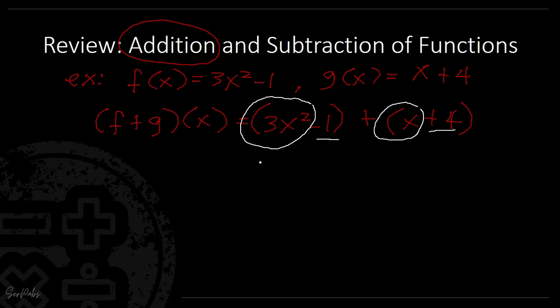Pag nagsulat tayo ng answer, kailangan ang sagot natin ay from highest to lowest degree. So, ibig sabihin, iaayos natin yung mga terms in our answer from highest exponent papunta sa lowest exponent. So, unahin natin ang x squared, isusunod natin ang letter x, susunod natin yung constant term. Yun yung mga term na walang variable x.